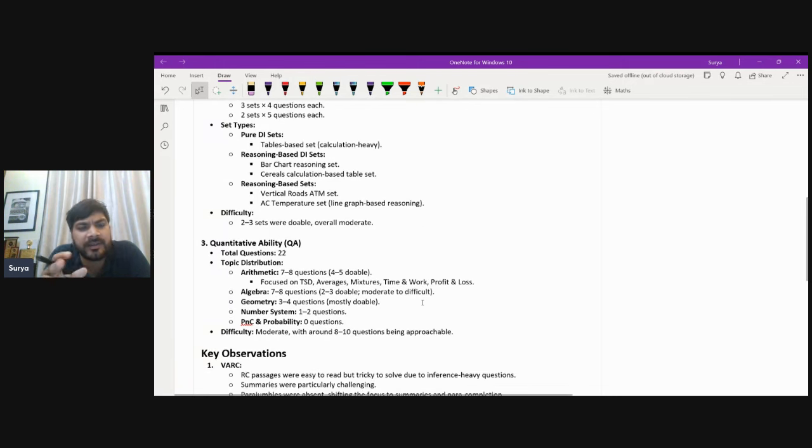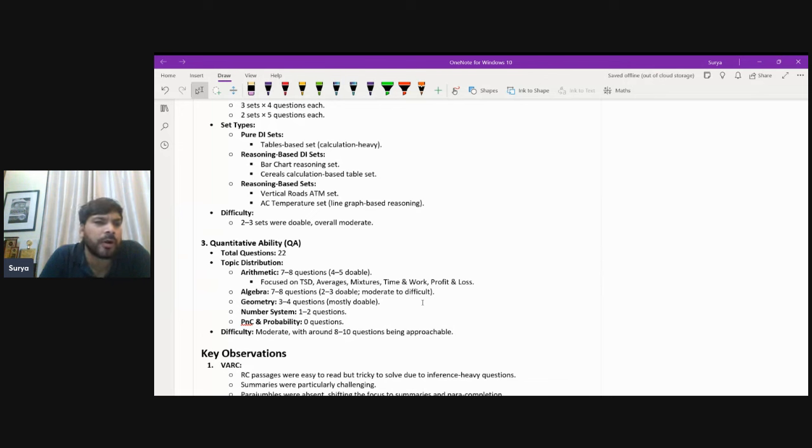Quants. Quant was towards the easiest side. 22 questions overall, arithmetic 7 to 8 questions, out of which 2 to 4 questions were easily doable as students report. Algebra again 7 to 8 questions, 2 to 3 easily doable. Geometry 3 to 4 questions, a couple of them easily doable. Right, number system 1 to 2 questions, PNC absent. So overall, a good number of attempts in this particular kind of paper should be around 10, 11. If you are doing 9 to 10 correct, you are heading towards a 99 percentile in this section, trust me.